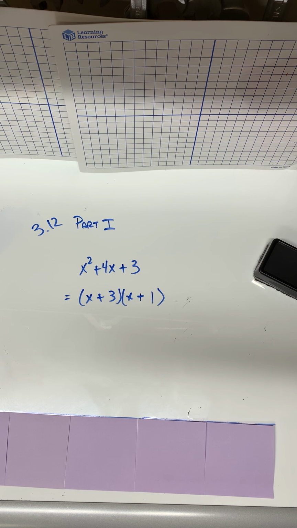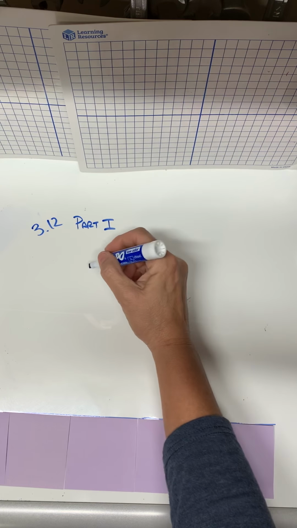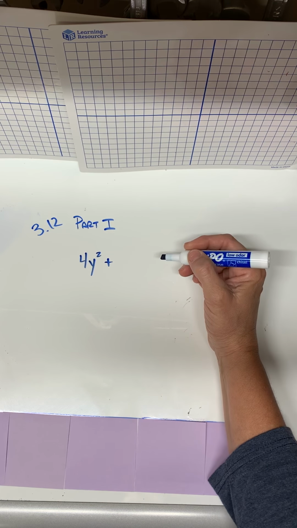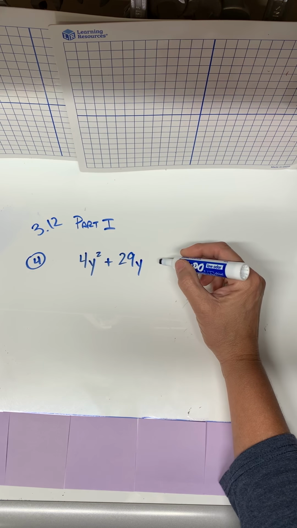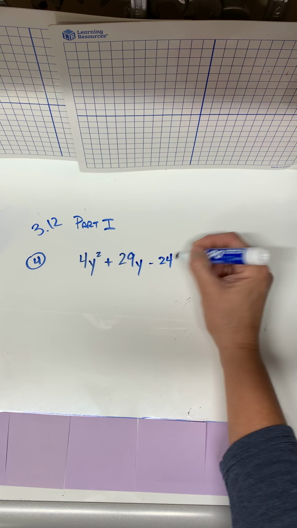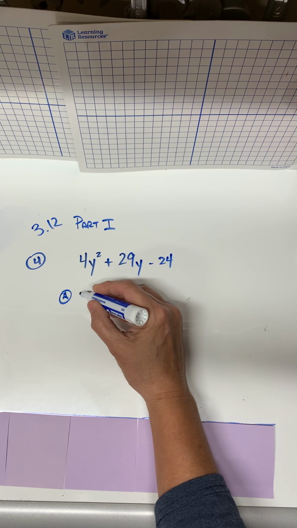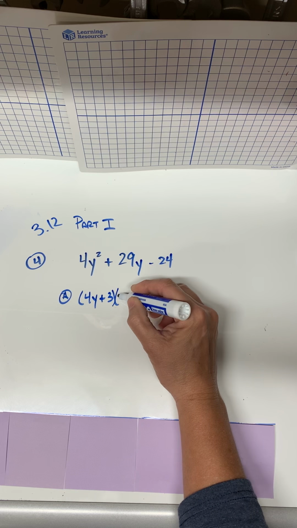Let me look. I think I wanted to try question 4 on this one. Question 4 is a multiple choice question, and it gives you the original trinomial. In my case, I have 4y squared plus 29y minus 24. And they give you 4 choices for multiple choice, and each one is a potential answer, and you have to decide which is the right answer.